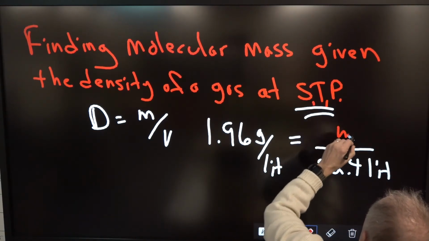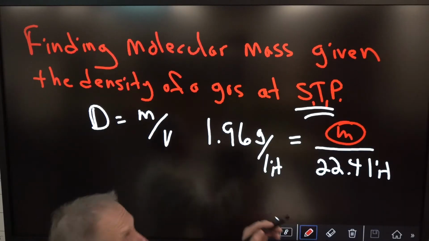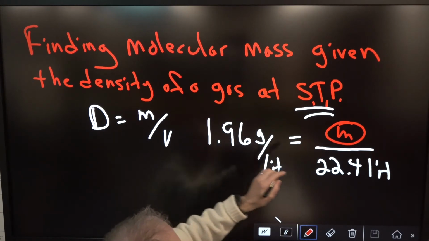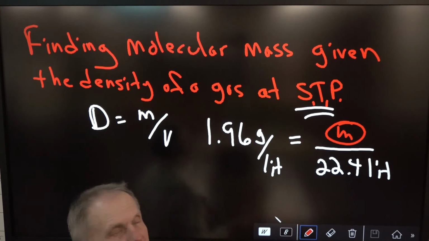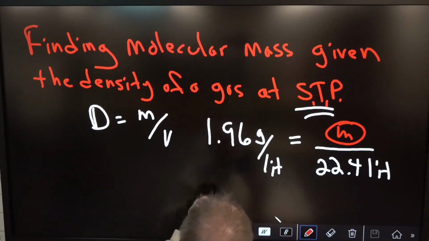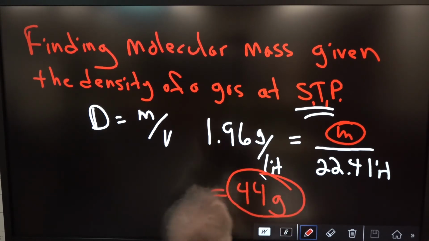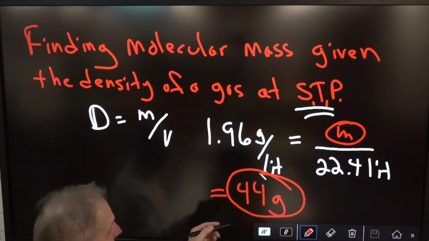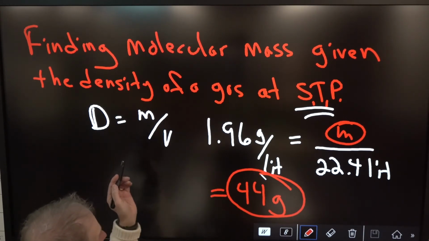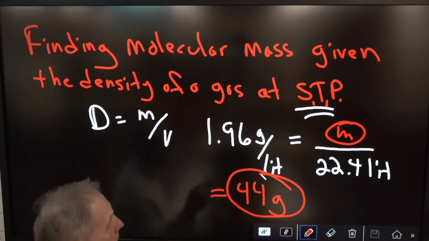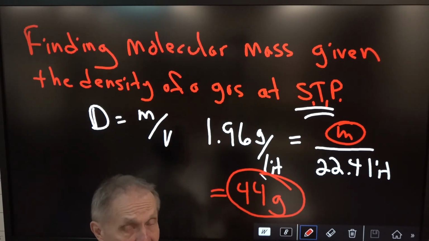And we want to find the molecular mass. We simply multiply the density times the volume. And when we do that, we get 44. That would be the molecular mass of that gas. Okay? So that's density. Now I'm going to show you one more density because density's on this test, and a lot of people mess this up.